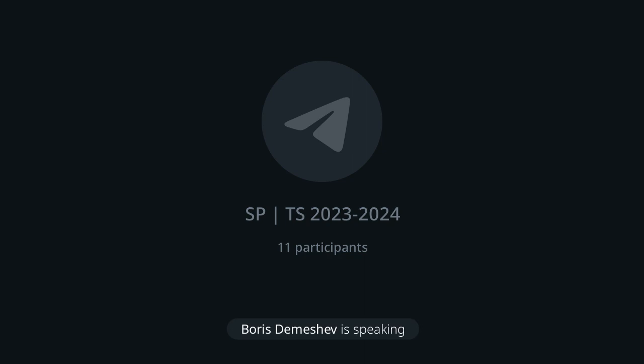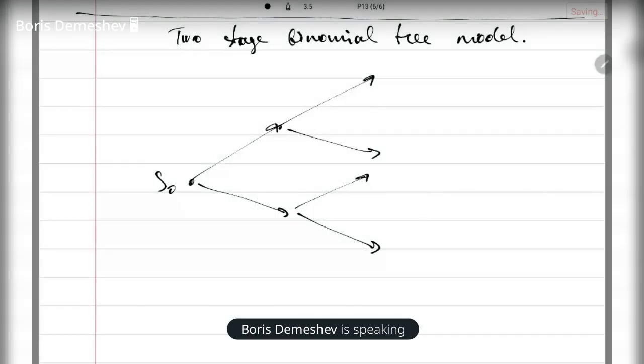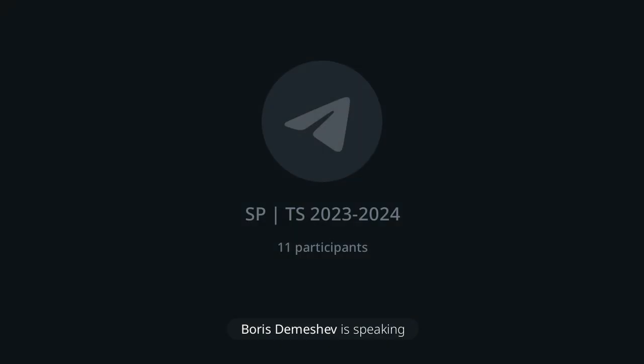So we will have two probabilities, and we will use the artificial probability to price. That seems very strange, but okay, let's see.